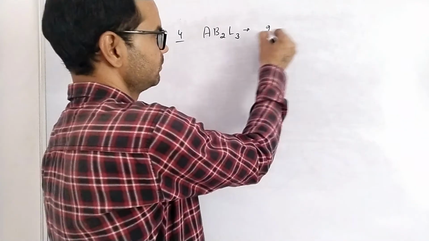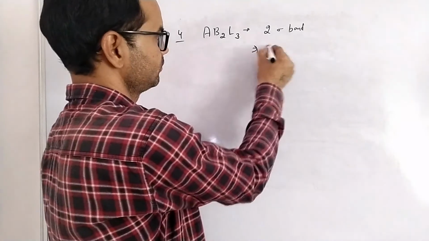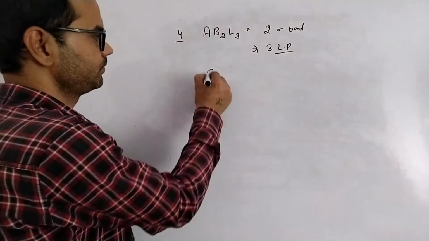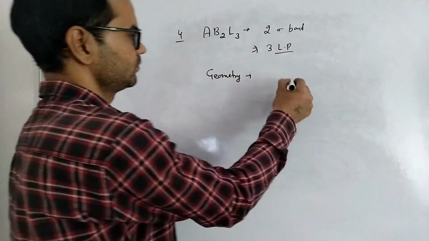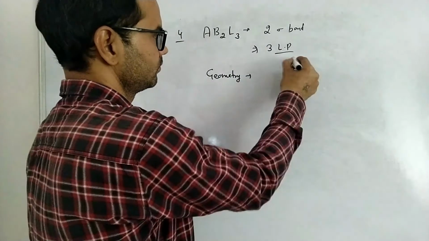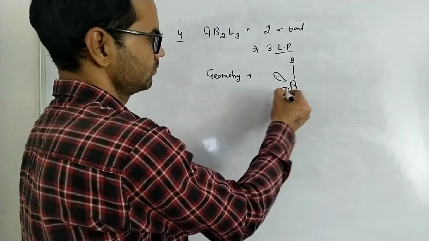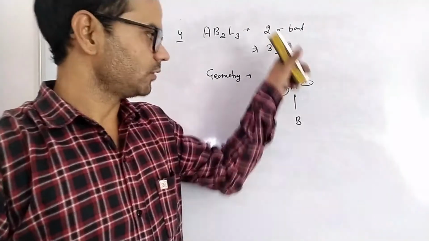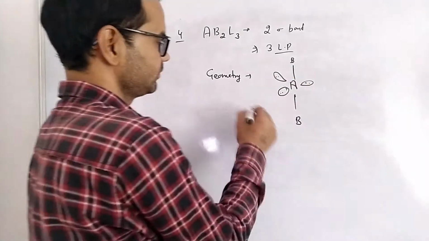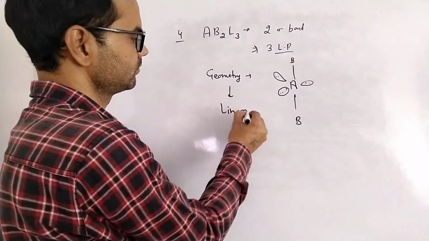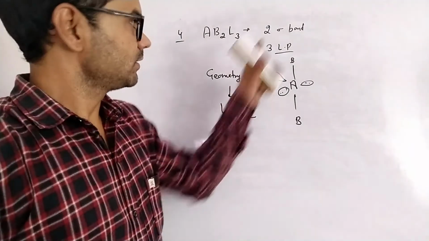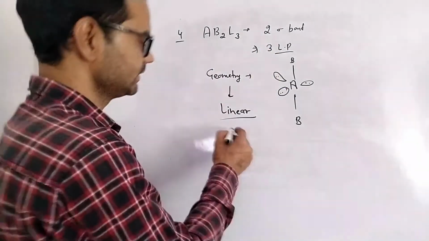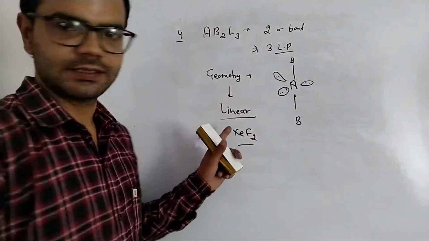AB2L3, 2 sigma bonds and 3 lone pairs. Geometry will be: three lone pairs are placed at 3 corners of the triangle. Now geometry is linear. Example: 3 lone pairs, 6 electrons, 2 sigma, total valence electrons 8. So example is XeF2.